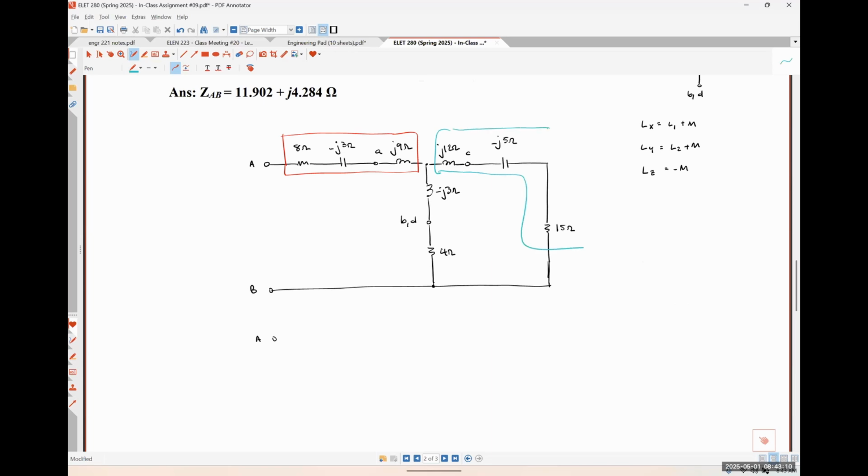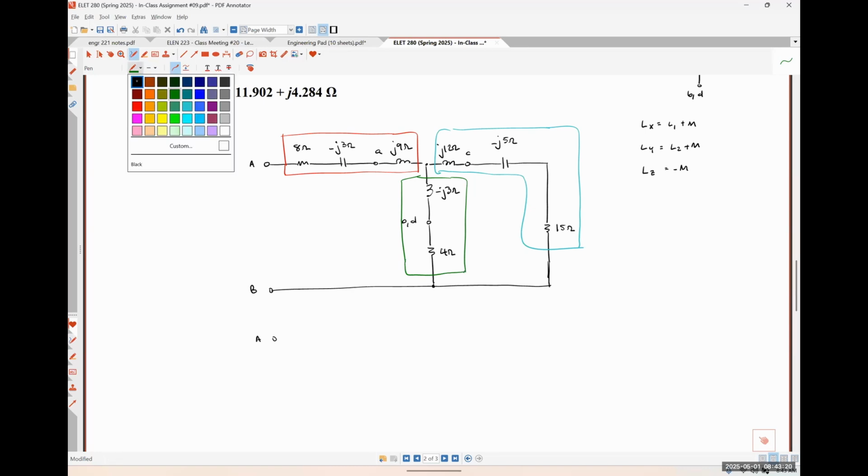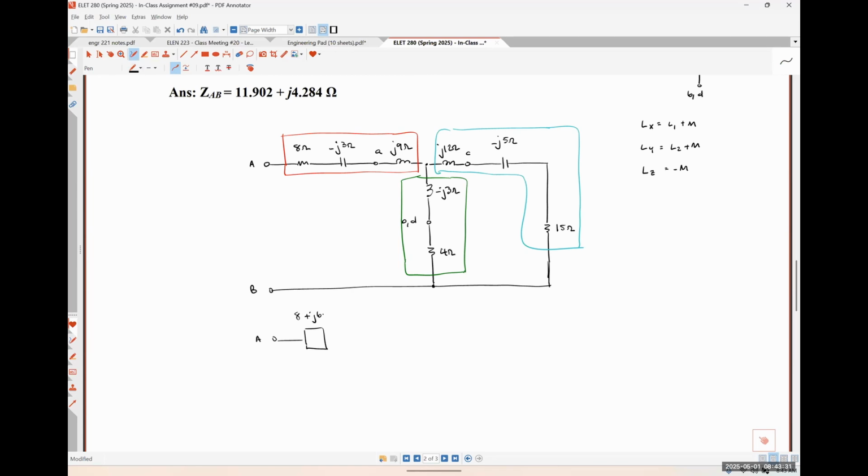These 3 elements are connected in series, and these 2 elements are connected in series. So I could simplify this by saying that I have some generic impedance with a value of 8 plus J6 ohms here. So that's just 8 ohms minus J3 plus J9. Down through this path, I have an impedance of 4 minus J3.